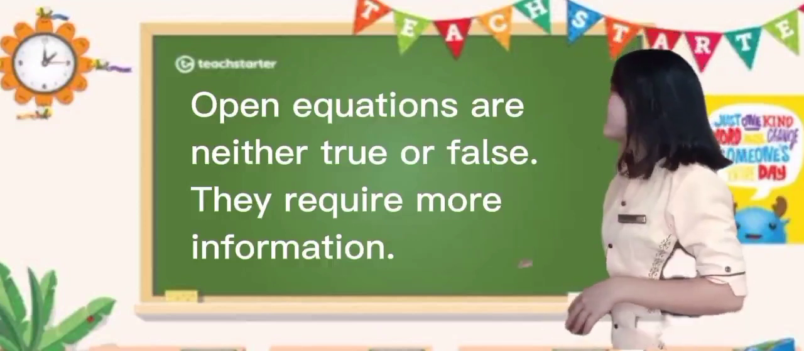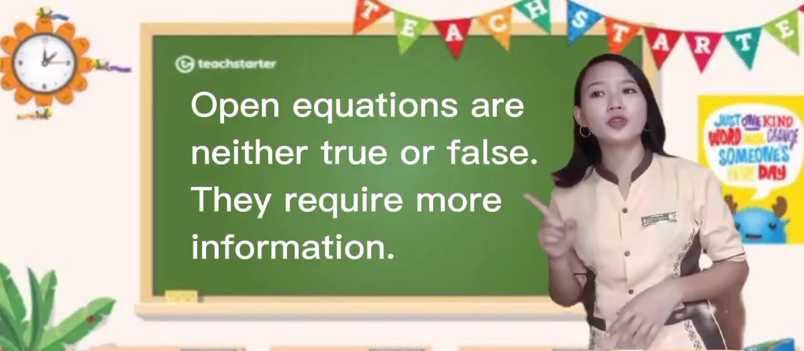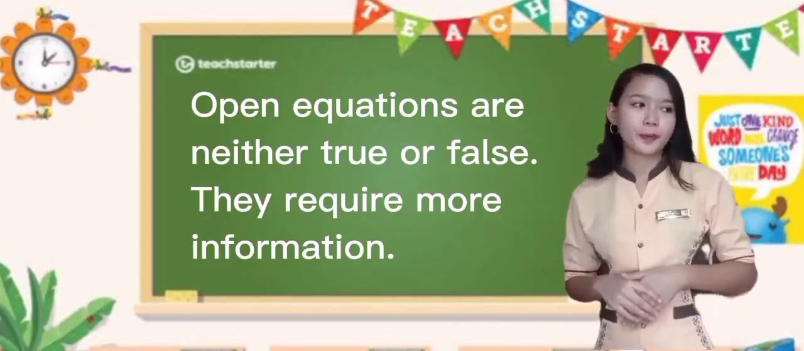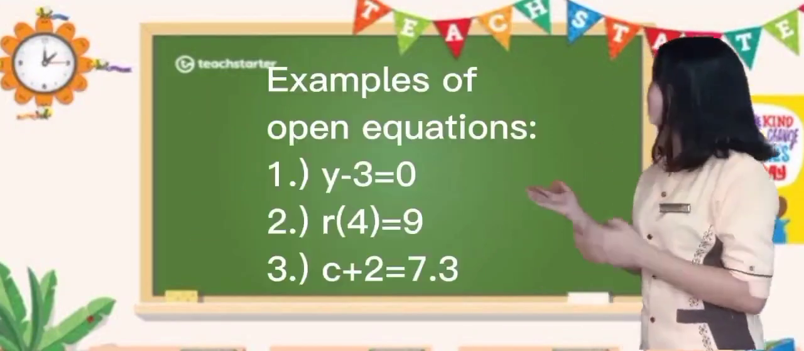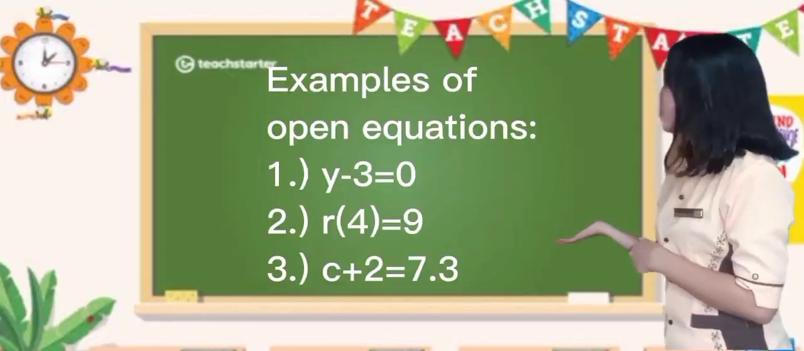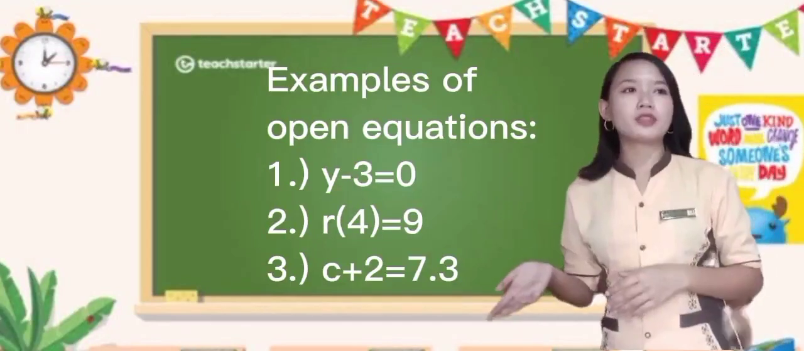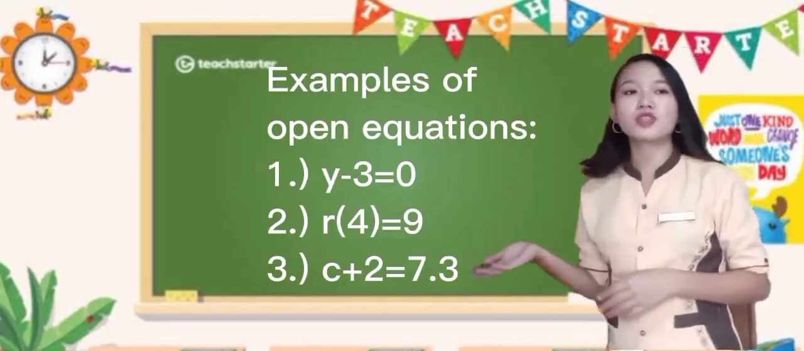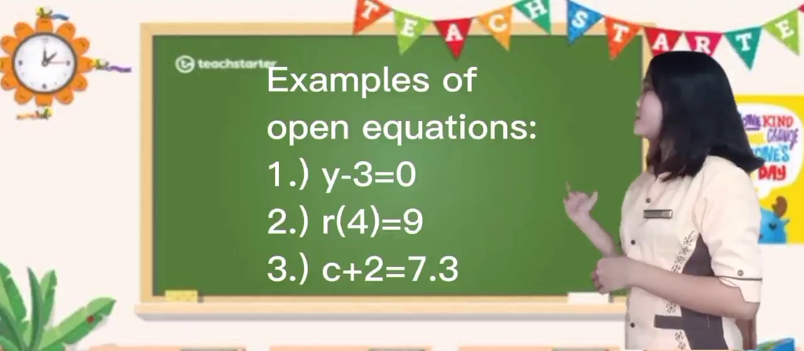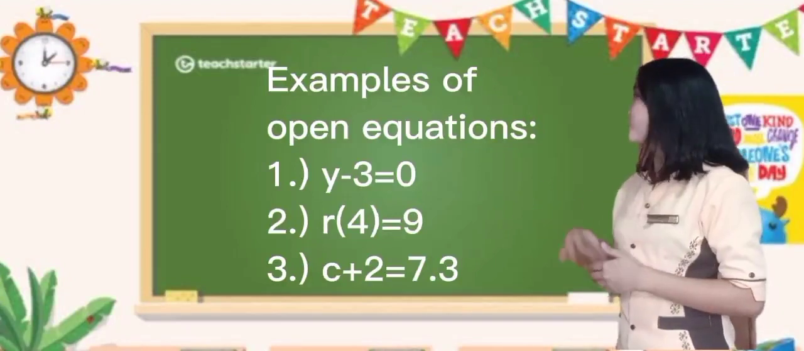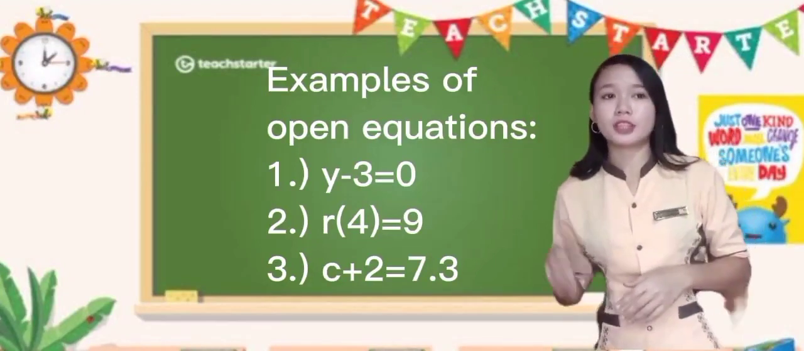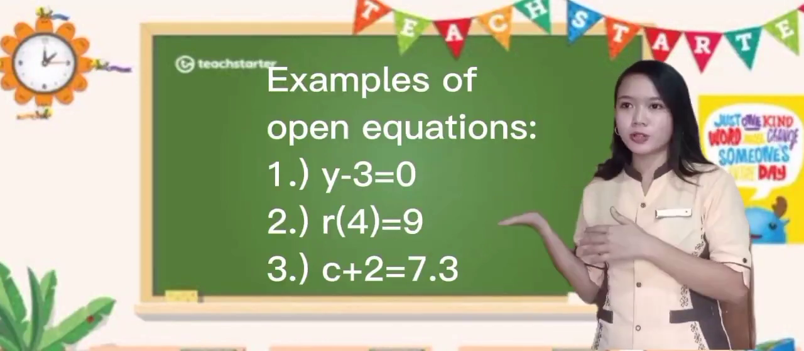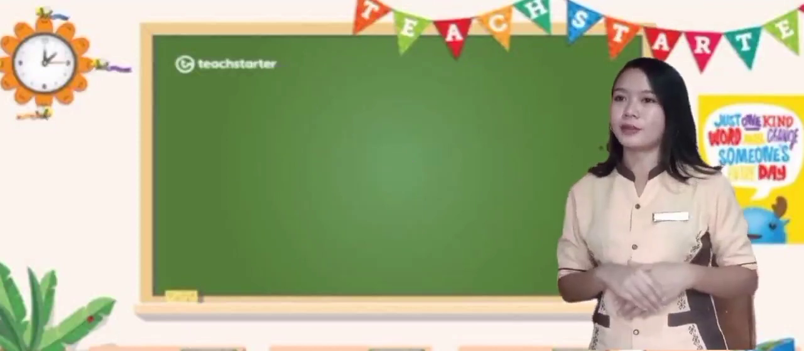Next is the open equation. Open equations are equations which are neither true nor false, so they usually require more information. Here are the examples of open equations. Number 1, y minus 3 is equal to 0. 2, r times 4 is equal to 9. And the last one is c plus 2 is equal to 7.3. So we really don't know if it is true or false. We need more information to make these statements true, right? Yes, ma'am. Okay, very good.